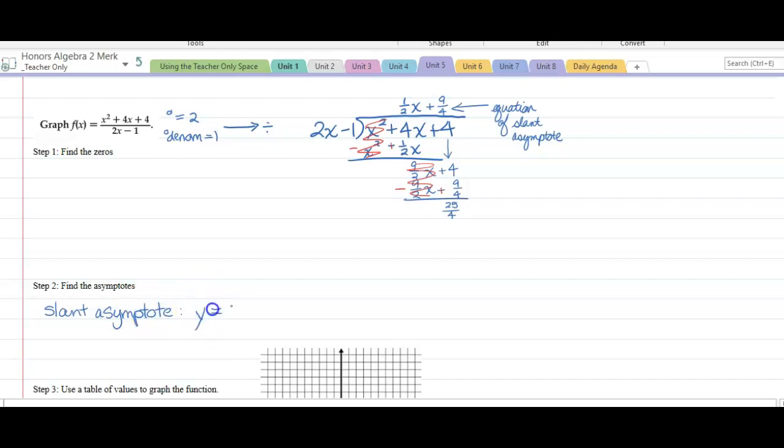It's the line y equals 1/2 x plus 9/4. Let's do the vertical asymptote next, since we're already looking at that. We're going to look right at the denominator. When does the denominator equal 0? Adding 1 to both sides, we have 2x equals 1, divide by 2, when x equals 1/2. So that's our vertical asymptote.